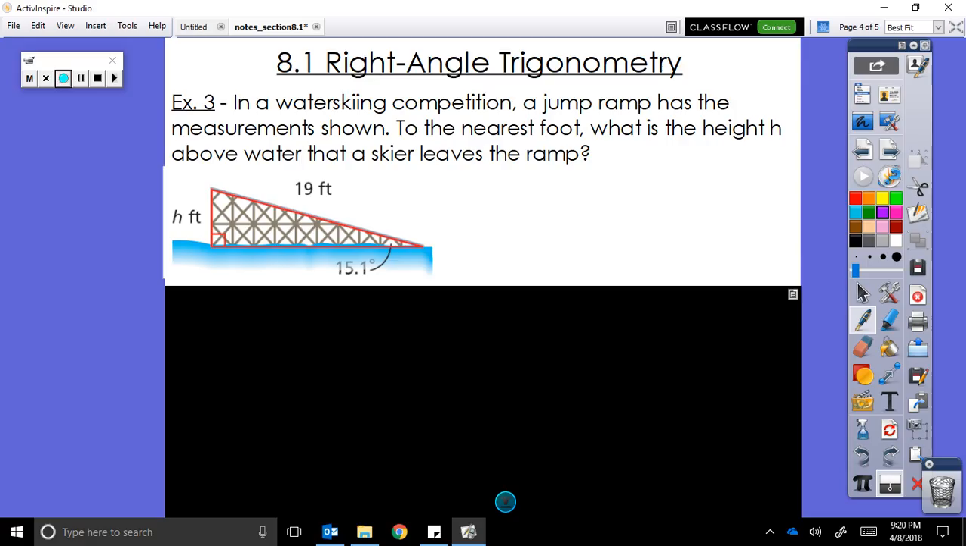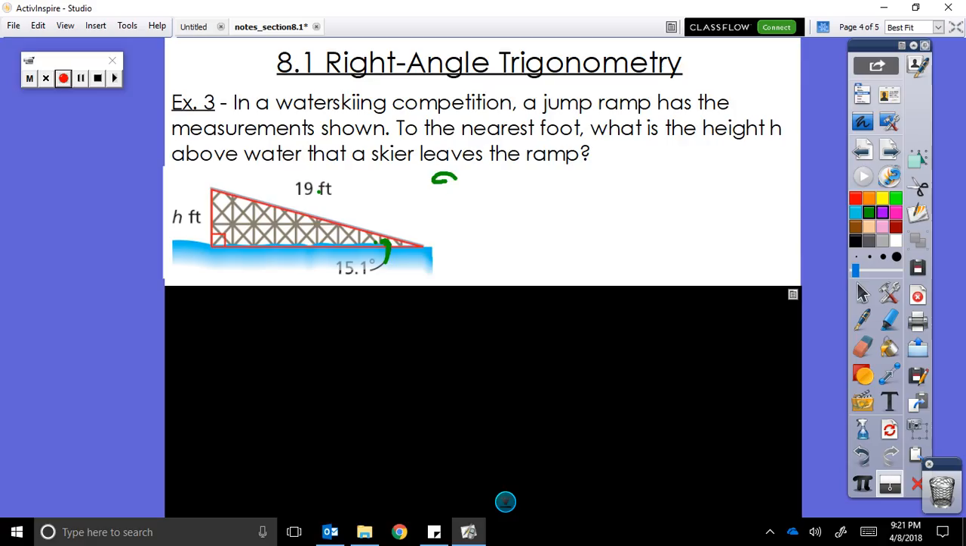So here's the nice thing about this one is that they already drew the picture for you. Okay? So now we just have to answer the question. Here's what I always do: I put a dot or put my finger at the angle, which is right here at this 15. There's my angle. The question is, what is h and what is 19? Opposite, adjacent, hypotenuse. If you look at your picture, h is the opposite, 19 is the hypotenuse.